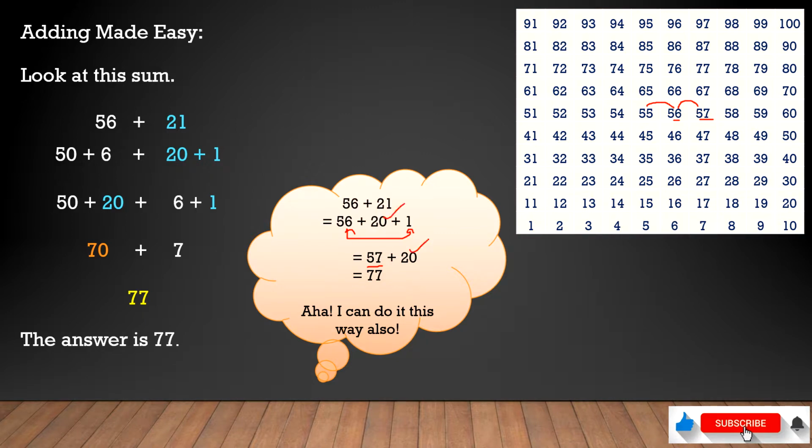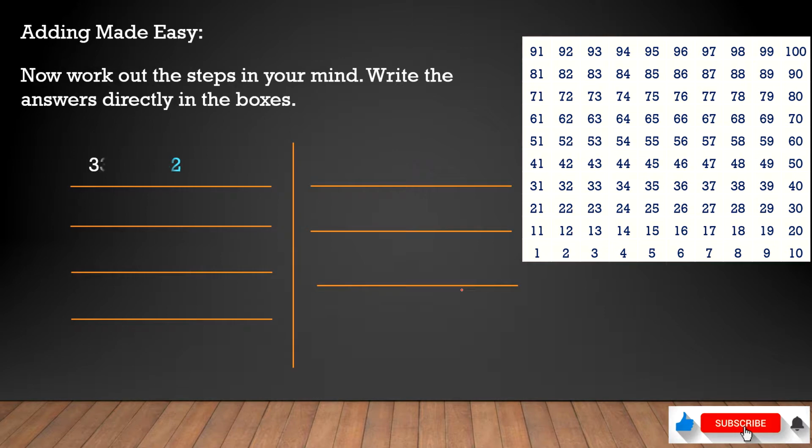And here is 20. If you add 20 to 57 we get 77. So that's how you can solve this, this is another way to solve this problem. Let's move to the next examples.